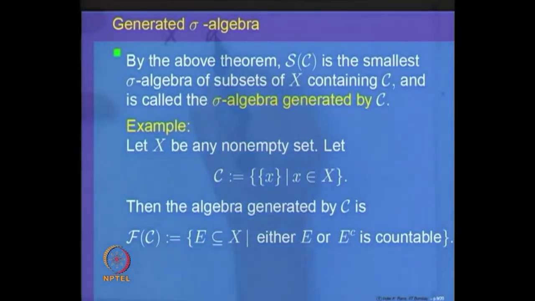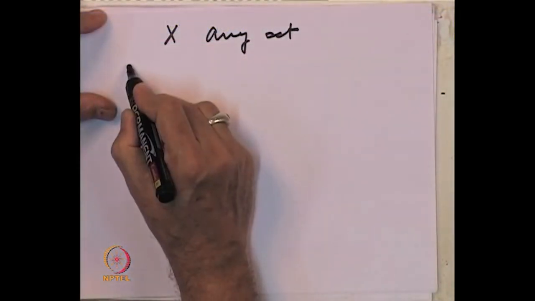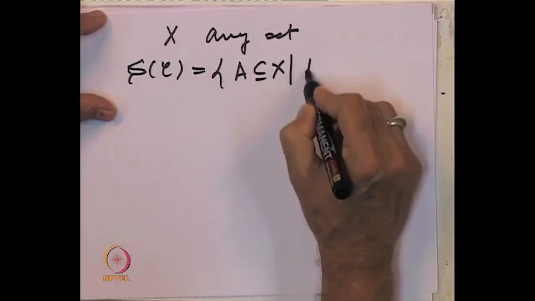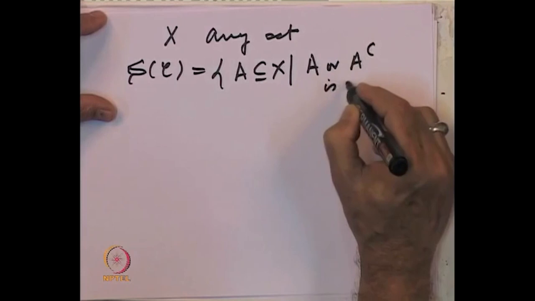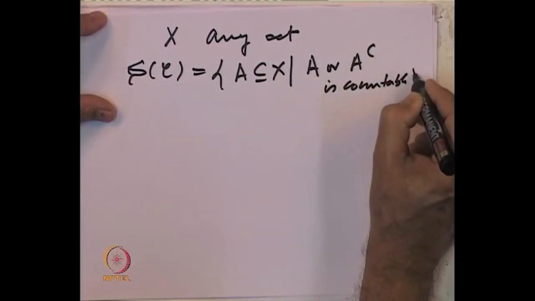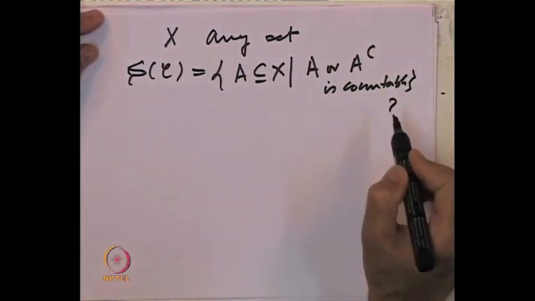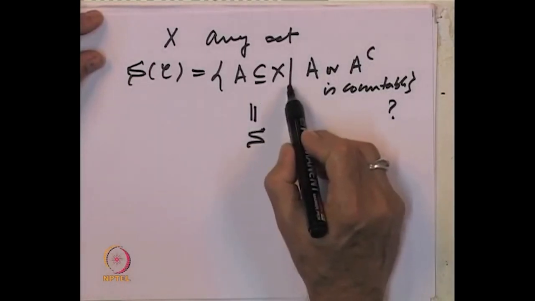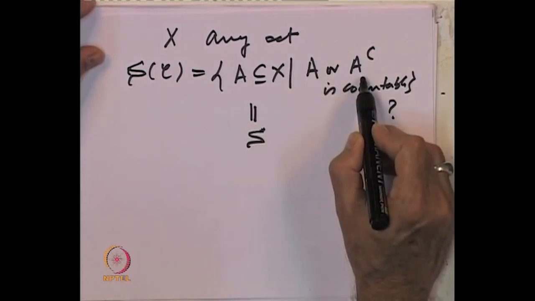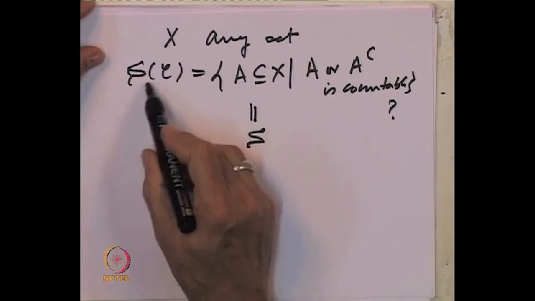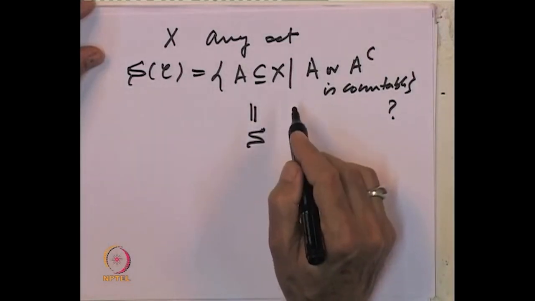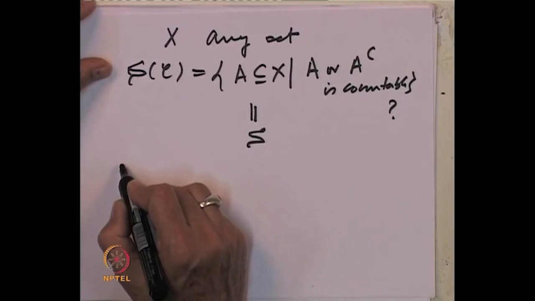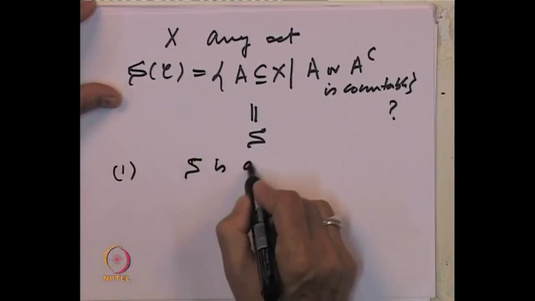So, X is any set. We are taking S of C to be equal to all those subsets A contained in X such that A or A complement is countable. This is what we want to prove. Let us call this collection S: sets which are countable or whose complements are countable. And the claim is that S of C, the sigma algebra generated by the singletons, is nothing but this collection.